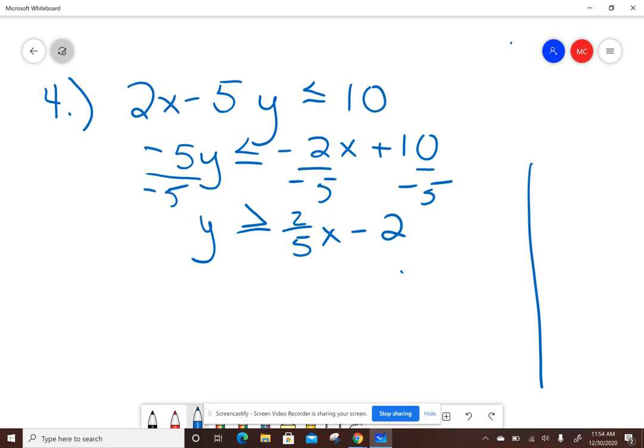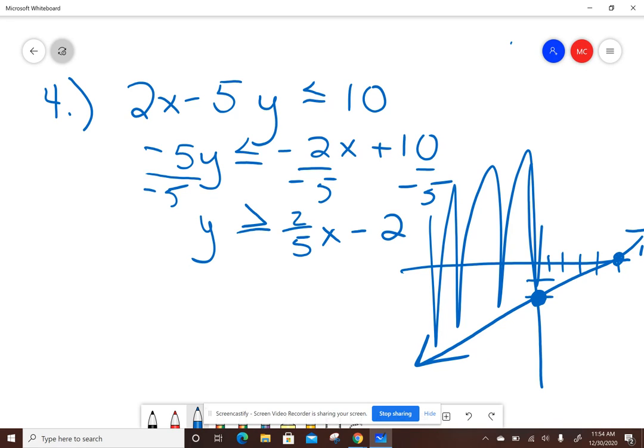Okay, so that means I go down 2 for my y-intercept, up 2/5, 1, 2, 3, 4, 5. It's going to be a solid line because it's greater than or equal to. And now I just have to decide if I shade above or below. Well, it's greater. Where are the y values greater than my y-intercept? And they would be here.